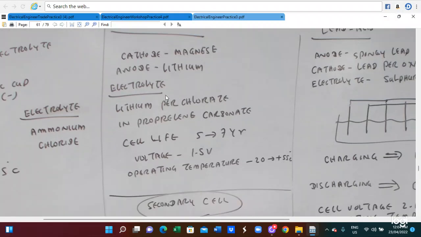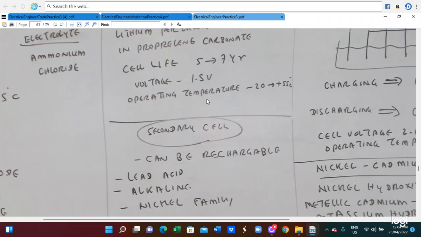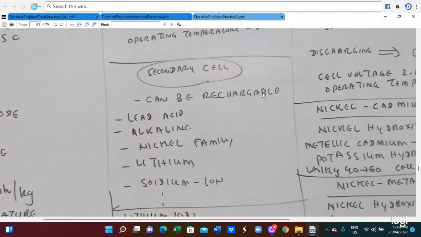The electrolyte will be lithium peroxide, chloride, or an appropriate carbonate. Cell life is 5 to 7 years, voltage is 1.5 volts, and operating temperature is -20 to 55 degrees centigrade. A secondary cell can be rechargeable: the lead acid cell, alkaline, nickel family, lithium and sodium ion.